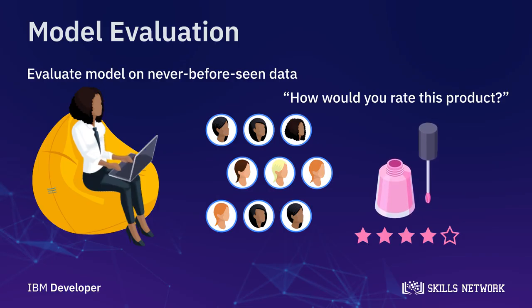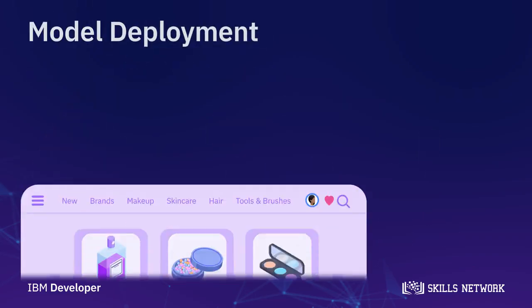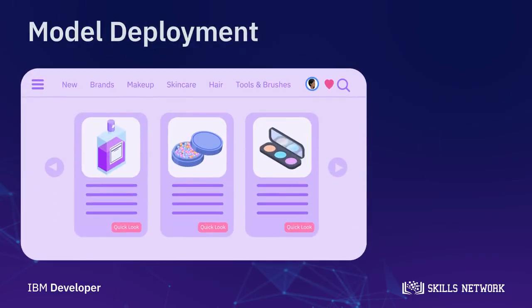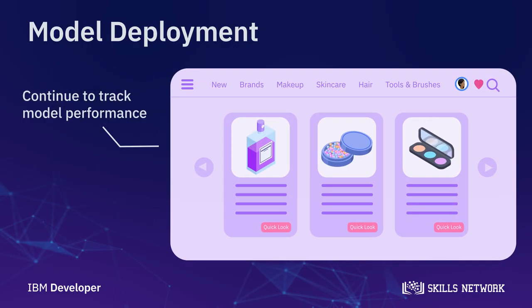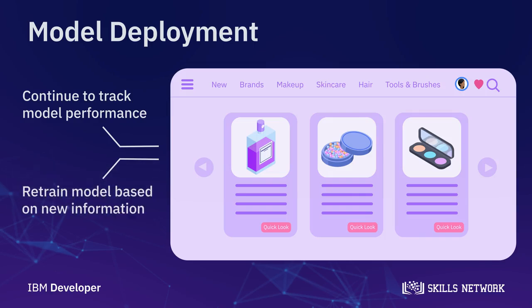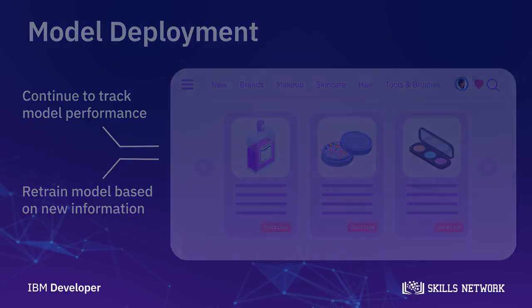Now that I am done with building and testing, the model is ready to go to production. For this project, it will be part of the beauty product app and website. While this is the last step, I still need to track the deployed model's performance to make sure it continues to do the job that the business requires. Future iterations may include retraining the model based on new information in order to expand its capabilities.